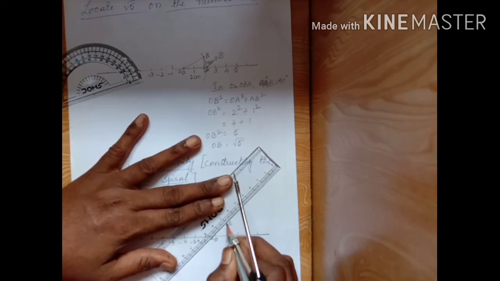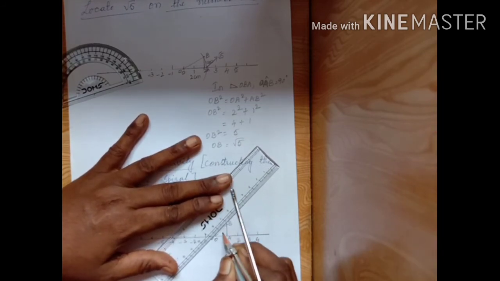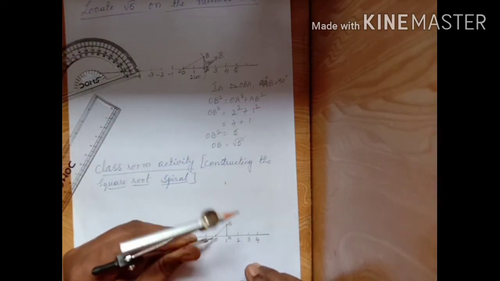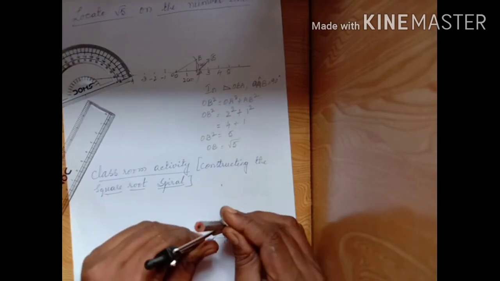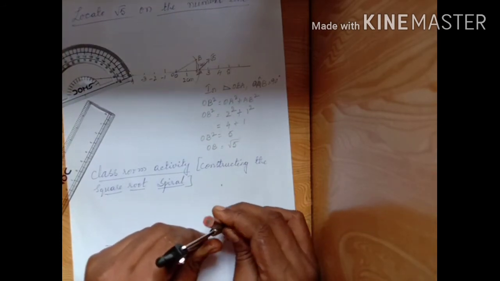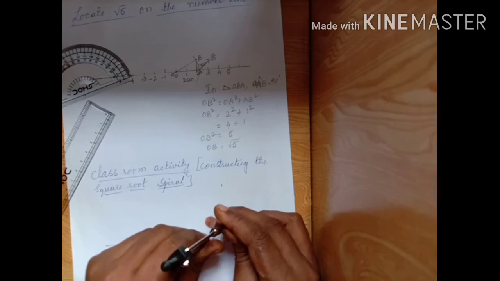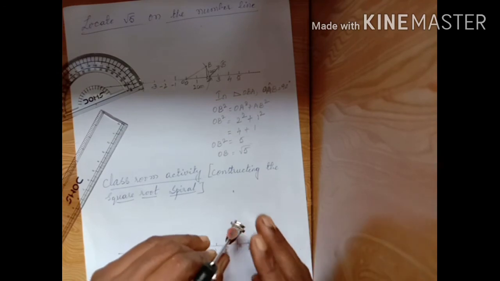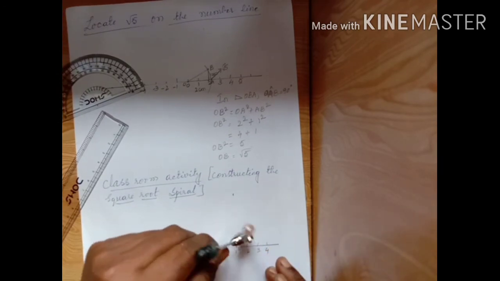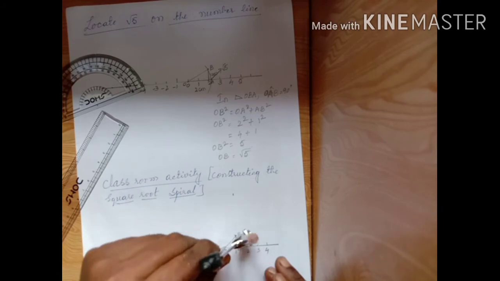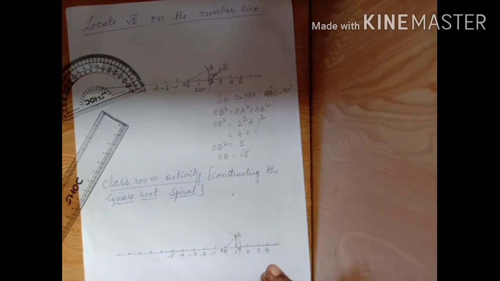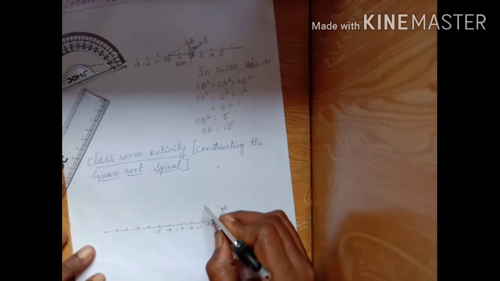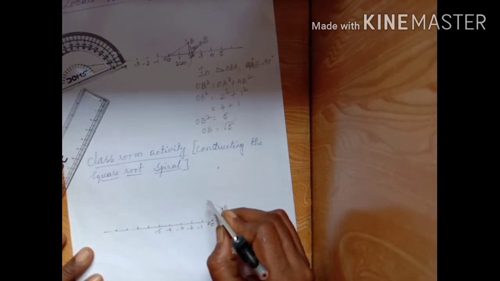OB. Now, O as center and OB as radius, we have to draw an arc which cuts the number line between 1 and 2. Children, like this, between 1 and 2. This is what we have done here. We have located root 2 on the number line.